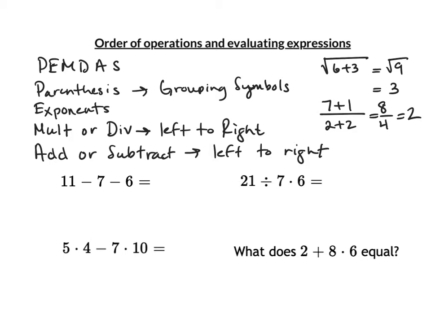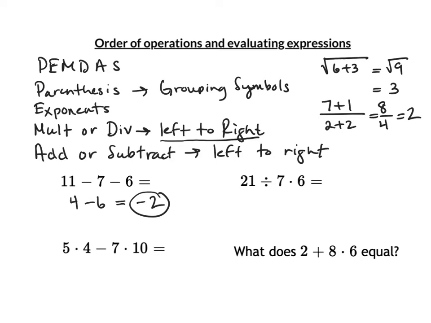So in this example, this first one, you're subtracting and adding. Well, specifically subtracting. This is a positive 11. You're going to add 11 to those two numbers. And what order do I do those in? Left to right. So I start at the left and I go 11 minus 7, that's 4. And then I do 4 minus 6, and 4 is smaller than 6, so that ends up being negative 2.